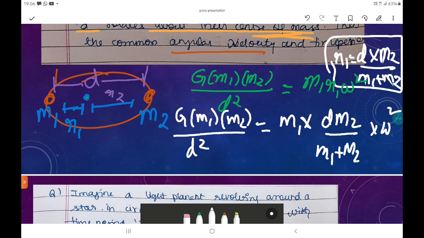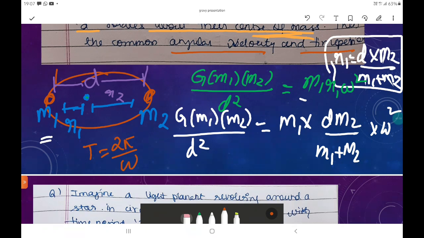So for whatever body you are doing, you should take that body's mass and that body's distance from the center of mass. So I was considering the m1 body. I took the mass of the m1 body and its distance from the center of mass as r1. And how do you write r1 in terms of center of mass distance? That is equal to d into m2 divided by the sum of them, and into the angular velocity. If you solve this, from that only you can find the time period. Time period is equal to 2 pi by omega. That's it. You just need to solve this.